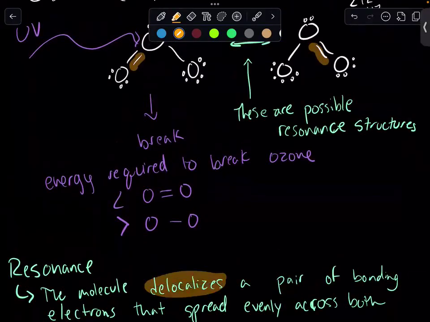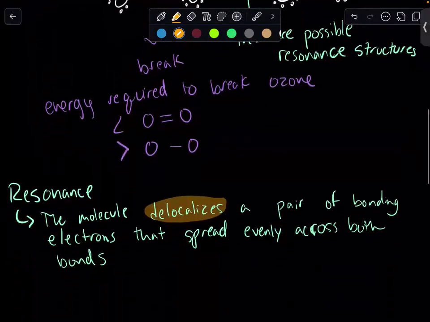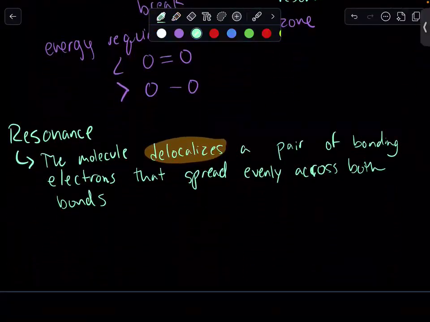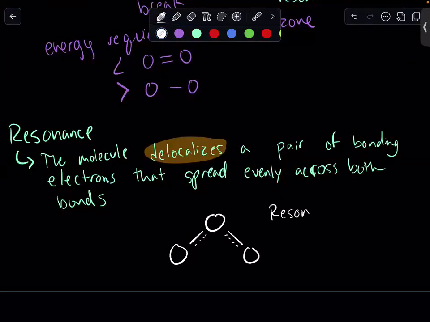And because they're delocalized, they exist in both places at once. We can actually shorten this to what's called a hybrid structure. So our hybrid structure of ozone looks like this. And we use these dashed lines. So this is called a resonance hybrid structure.